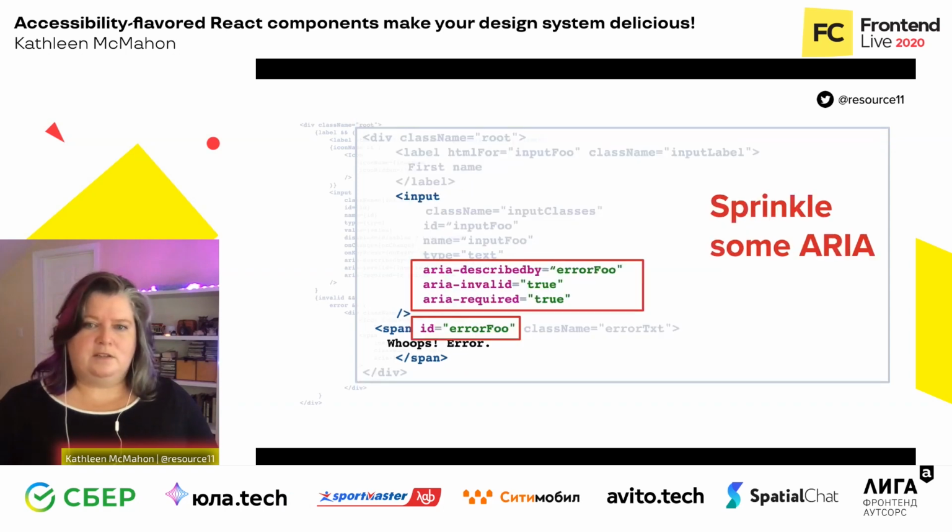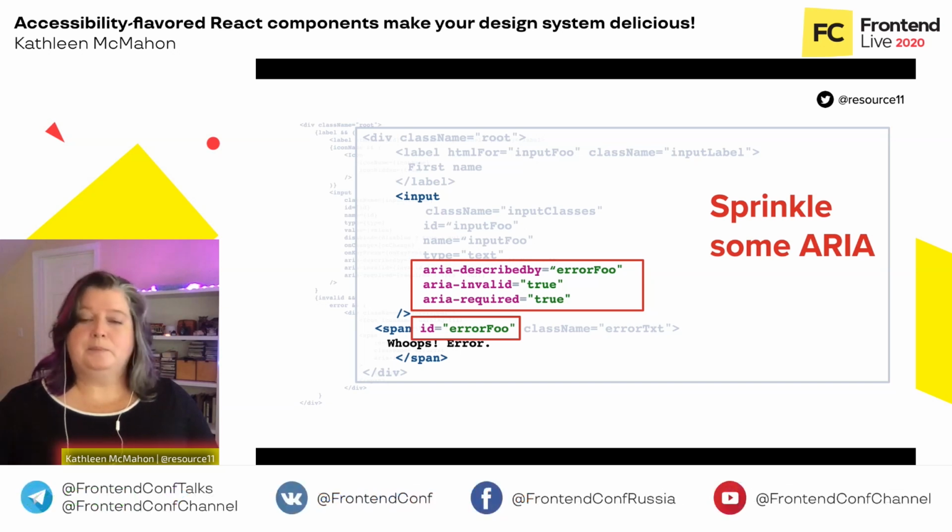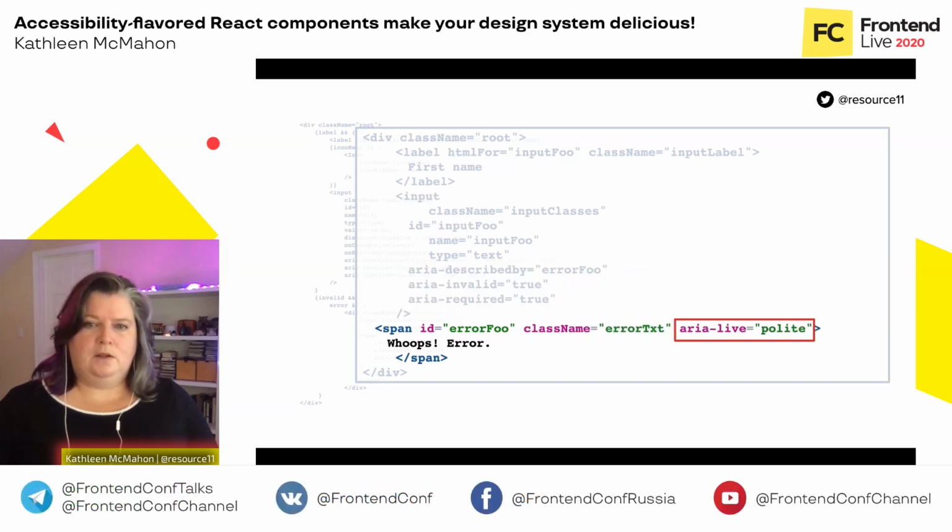We're going to mix in some key ARIA spices for input validation. We're going to add ARIA invalid, ARIA required, and pair that ARIA described by prop with the value provided by the error text ID span. We'll also add an ARIA live attribute set to polite to announce the error message to users when they have reached a convenient stopping point in their user flow.